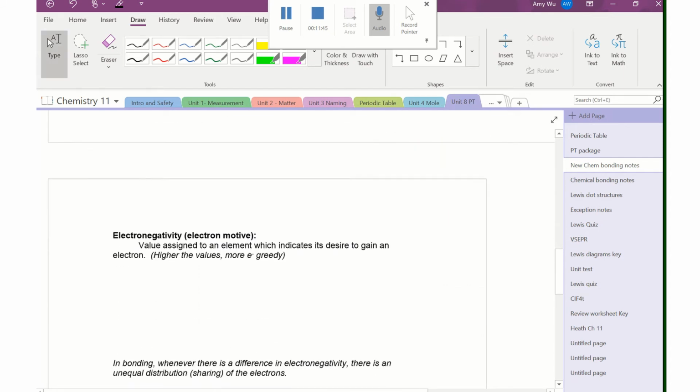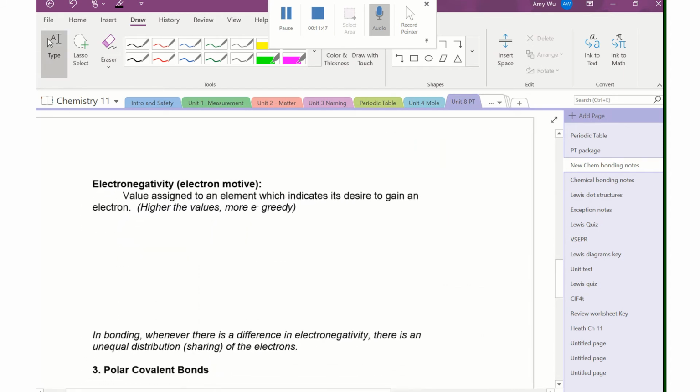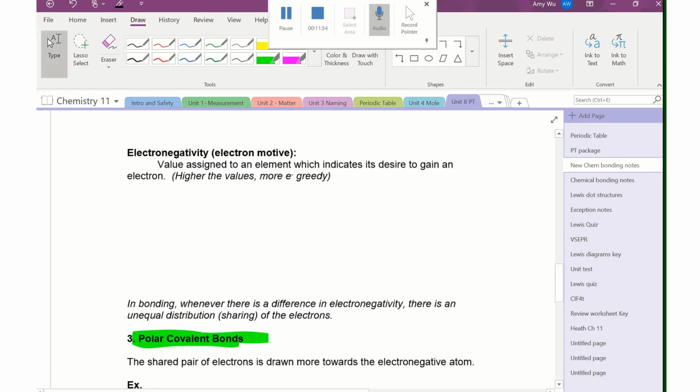Okay, and then there's actually one more type of bond. This is a new one that you're going to be learning today. This is the next page, guys. This is the polar covalent bond. Okay, before we talk about these bonds, I need to introduce another trend that you need to know from the periodic table. So remember from the periodic table package, you guys learned several trends, right? You learned about the size of the atoms.